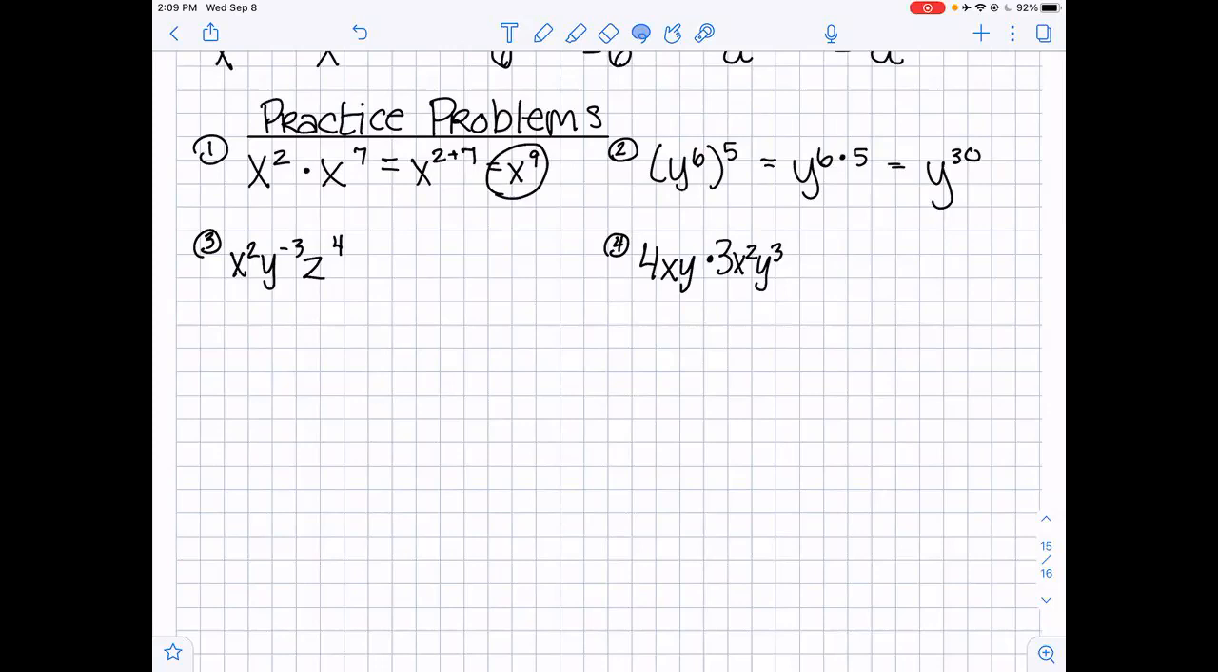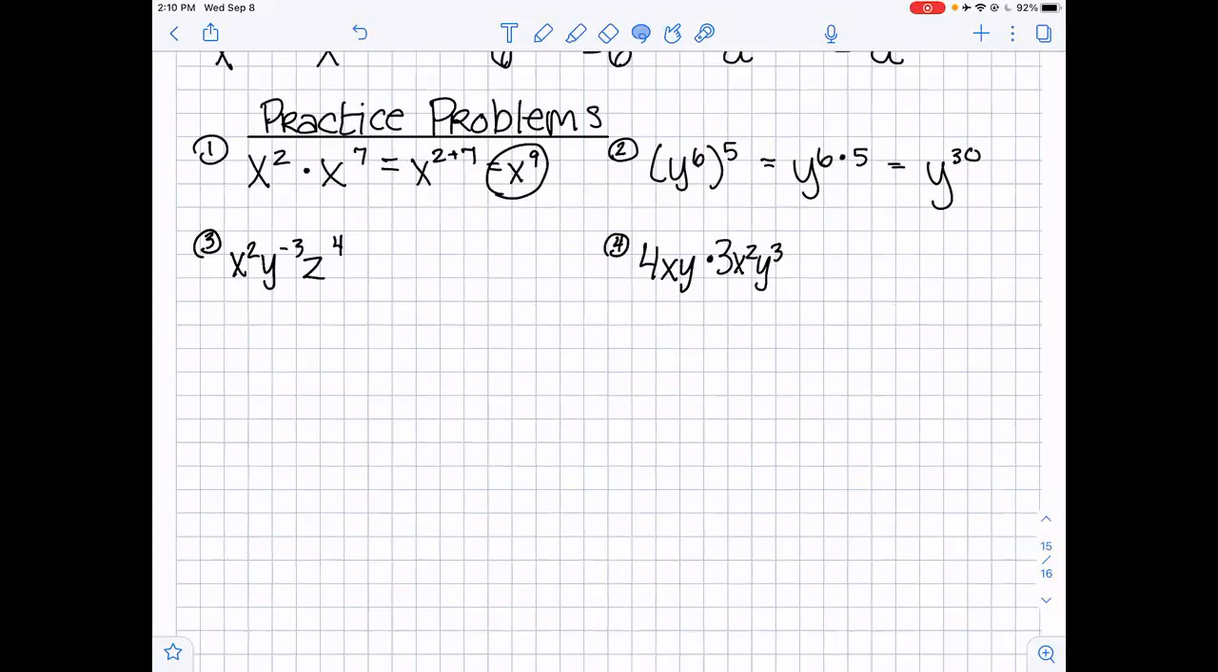When you have 3 different letters, what do you do? Look at the exponents. Look at what's weird about them. Decide what rule you should use. Do you rewrite each one?